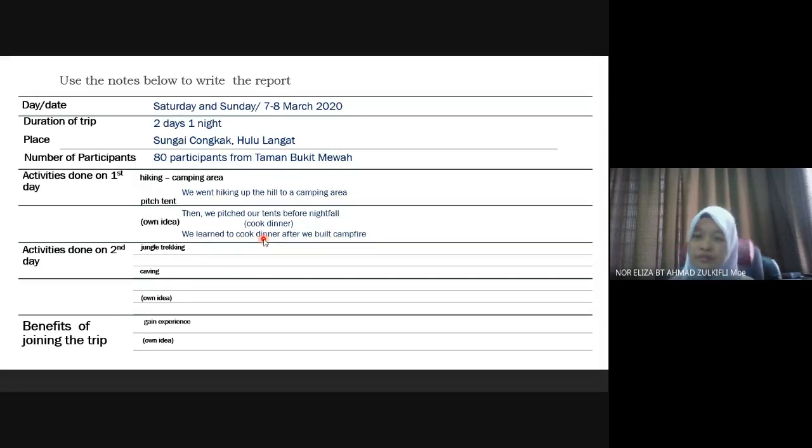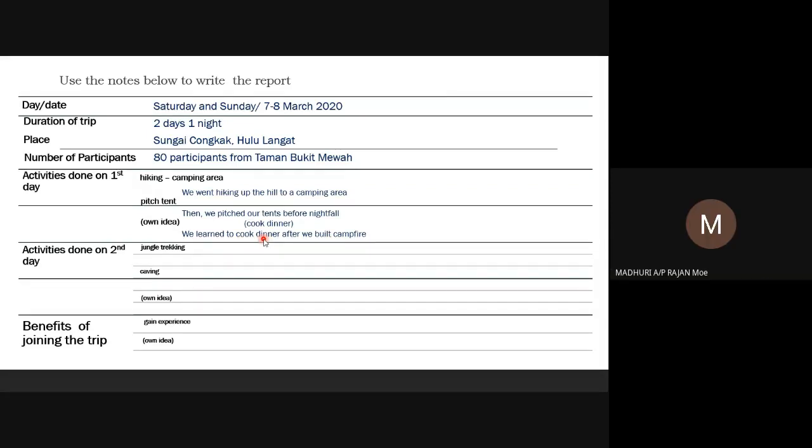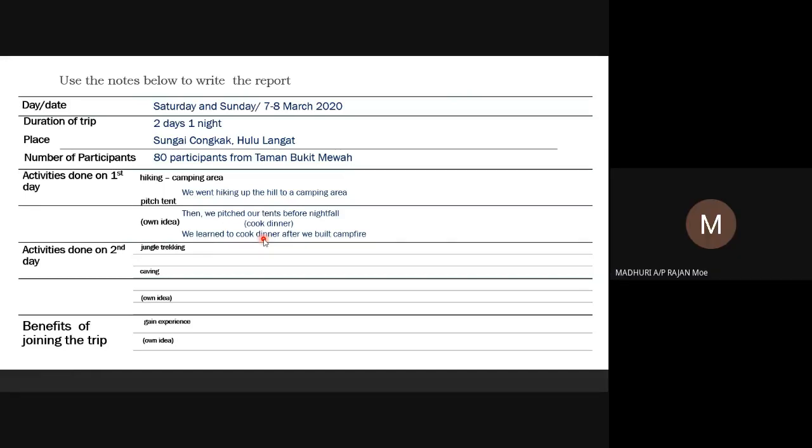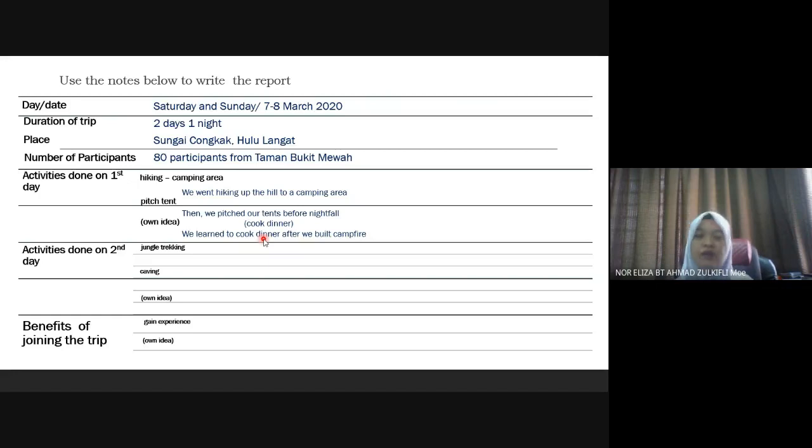Anyone? Having games. What is it? Excuse me? Having games. Games. Okay. You have games. All right. Good. What else? Anyone else besides having games? Because you'll be divided into small groups and then normally you play games. Okay, good. How about other people? What else would you have on the first day of a camping trip?